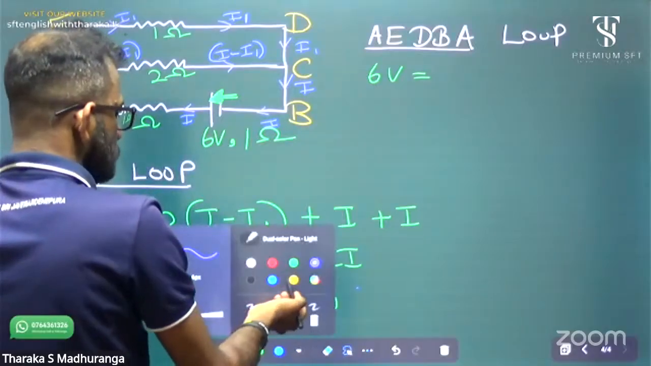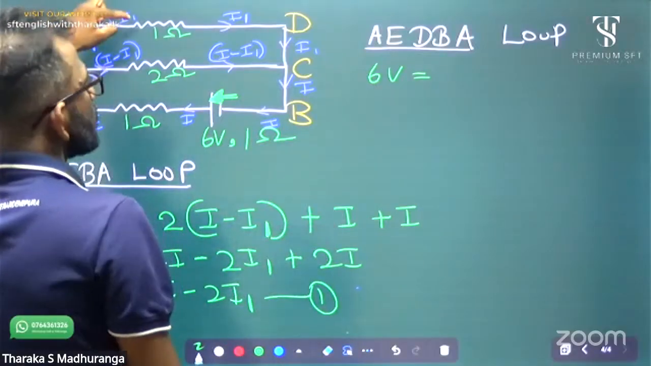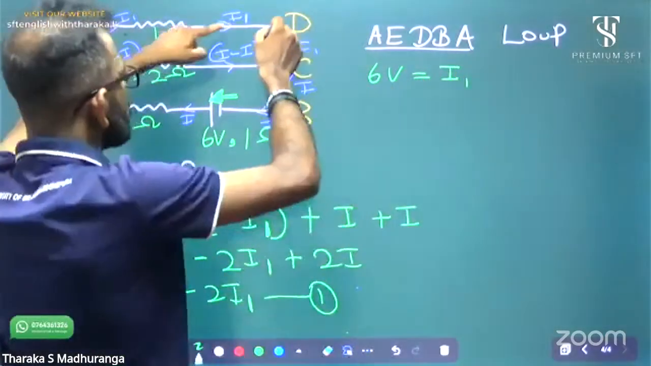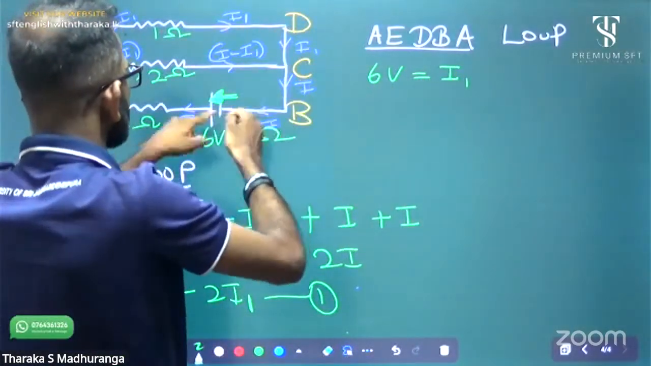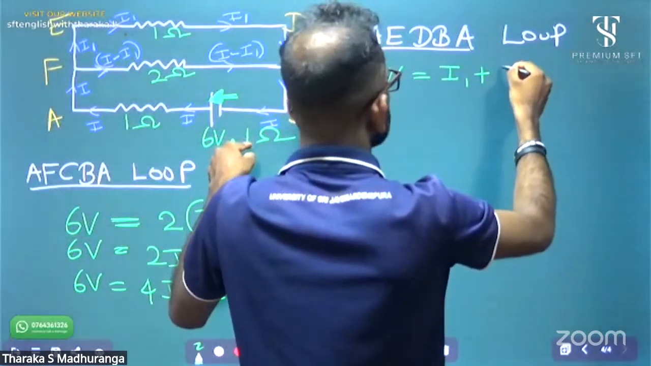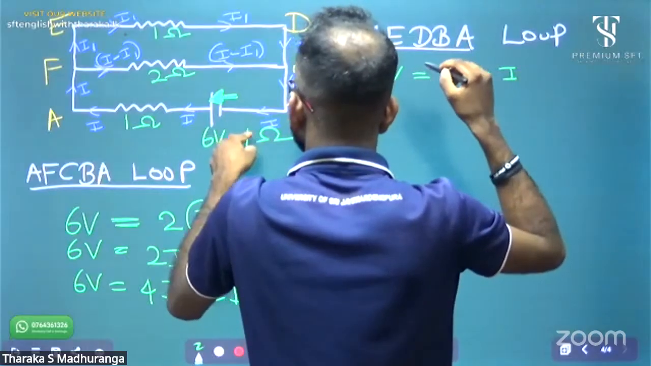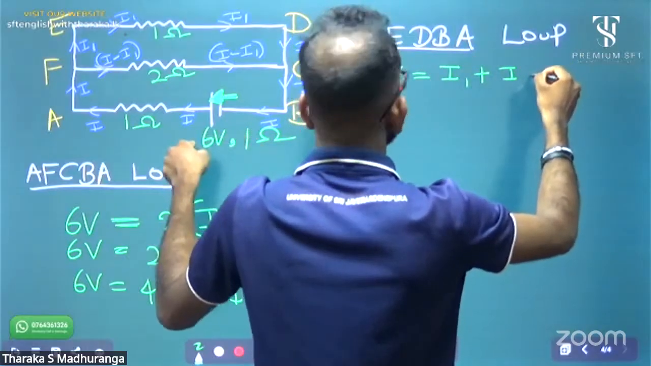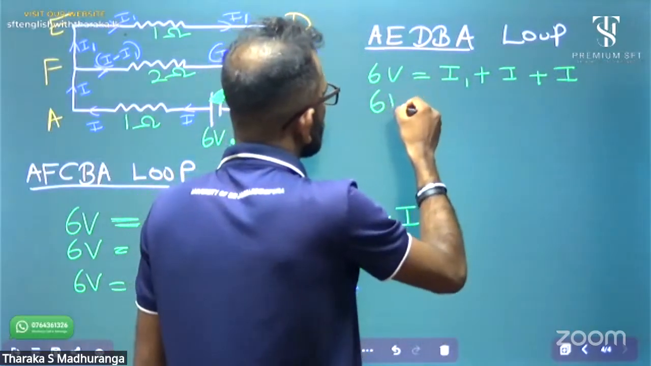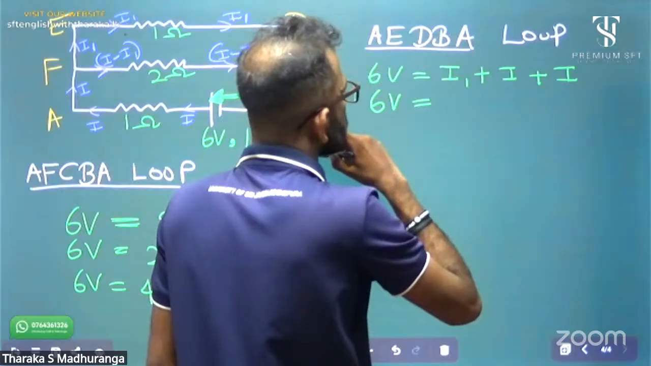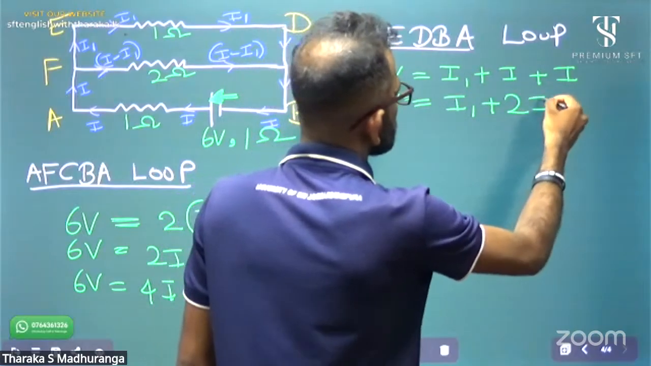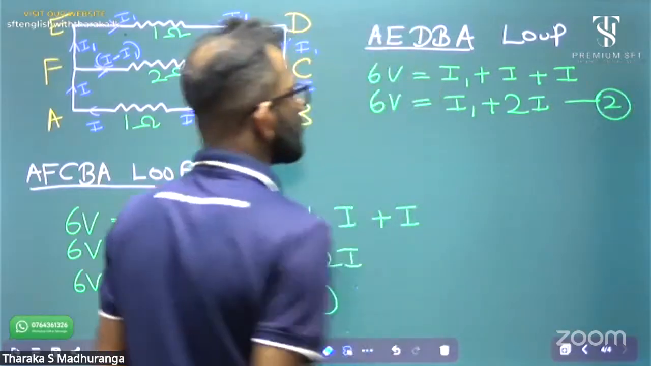Okay. It is I1. 1 into I1, it is I1. No resistance. Plus, my direction and current direction are the same, plus I, again plus I. Okay, it's simple. Now 6 volt equal I1 plus 2I. This is my second equation.